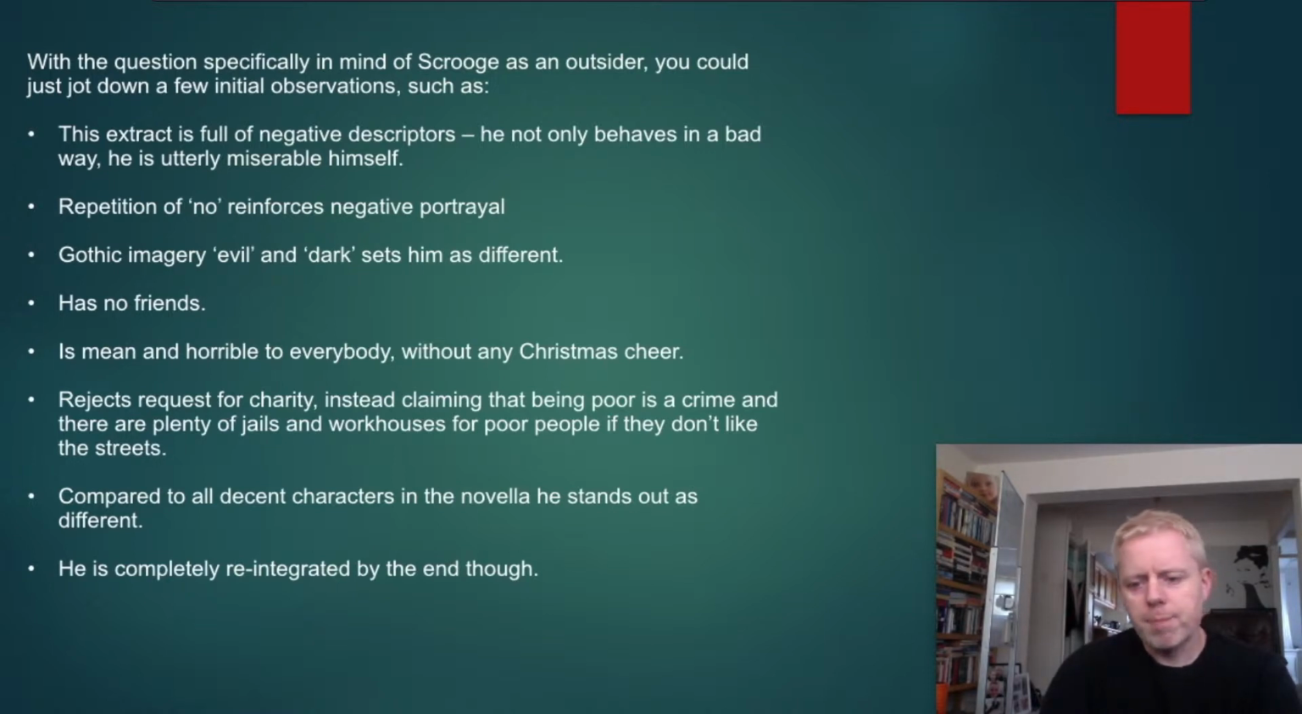Dickens holds him up in stark contrast to everybody else's Christmas cheer. He rejects requests for charity, instead claiming that being poor is a crime and there are plenty of jails and workhouses for the poor people if they don't like the streets. Compared to all the decent characters in the novella, he stands out as different. Use of juxtaposition. He is completely reintegrated by the end, though.